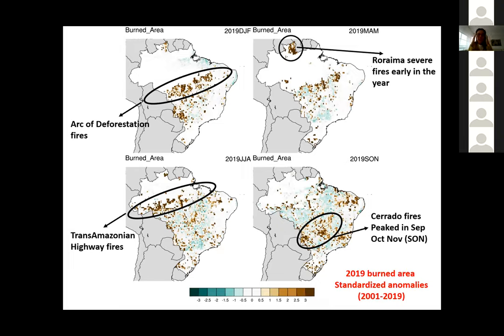And this gives a lot of information when we are trying to manage fire at the landscape level. So we are not treating every area as if it was all the same fire. We see that there are certain regions in Brazil that were burning, like Roraima at the beginning of the year. Also, seasonalities are different. On the June, July, August panel, you can see the fires on the Trans-Amazonian Highway. And then you can see the very severe Cerrado fires of 2019 that barely made it to the news, okay?